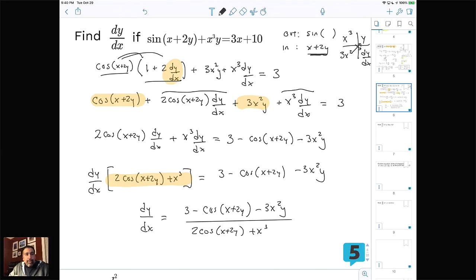And that means what we're dealing with is these examples are not functions. This sine x plus 2y plus x cubed y equals 3x plus 10, that's not a function. And because it's not a function, and again, kind of just underlying information here, when we graph it, we're not going to get past the vertical line test necessarily. We could have two outputs for the same input.